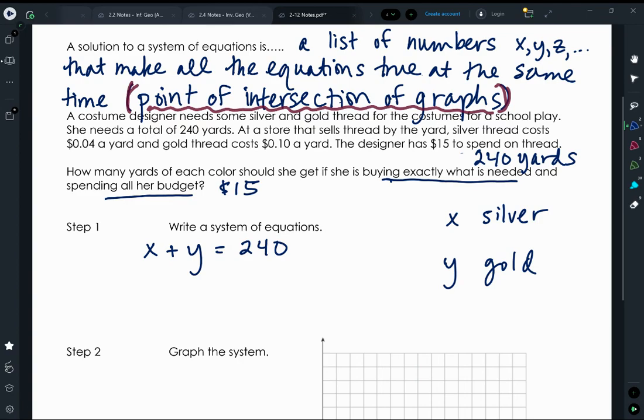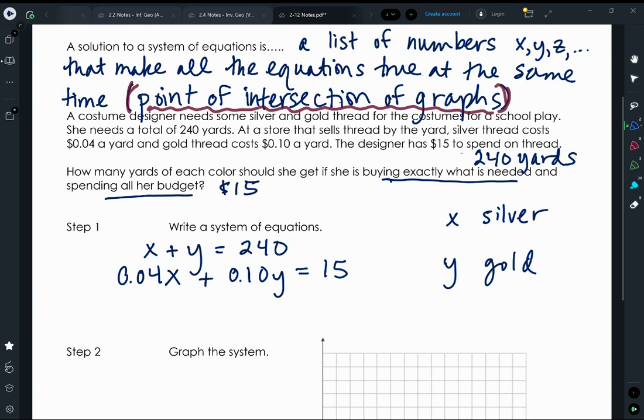And then if we are looking at a money equation, well, we know that we have 4 cents for each yard of silver. So if we have 4 cents per yard and we're trying to figure out how much money total, 0.04 times x yards of silver is how we'd figure that out. And then for the other one, we need to multiply the 10 cents per yard times our y, and altogether that needs to be $15. So that's going to be our equation. So now we've got to go ahead and graph these.